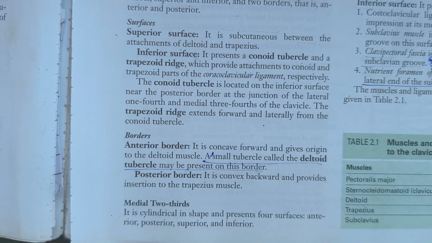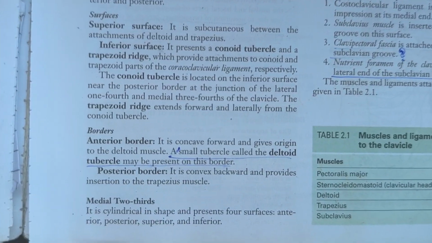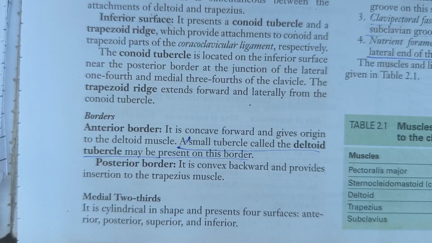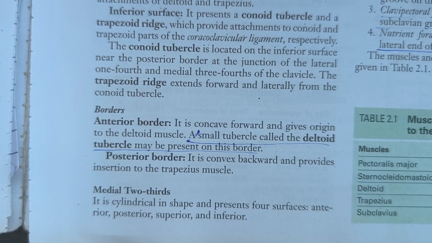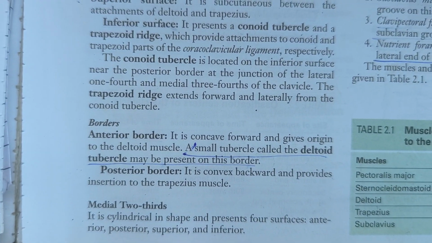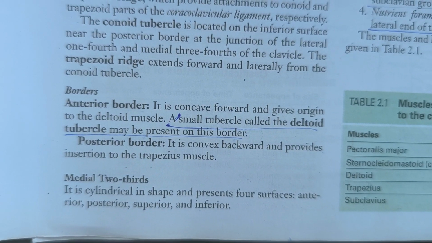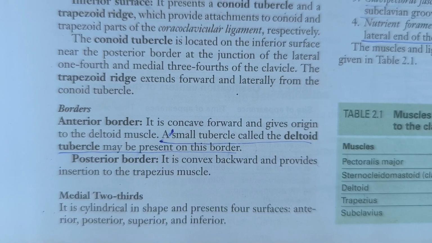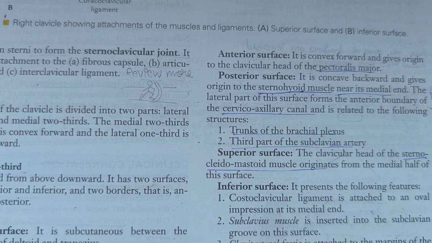So now we have completed the lateral 1/3. Now let's see medial 2/3. So these borders, anterior, which gives origin to deltoid, and posterior, where trapezius is attached, are in the lateral 1/3. Now let's see all about the medial 2/3 of the shaft. It is cylindrical in shape and presents four surfaces: anterior, posterior, superior and inferior. Here there are no borders.